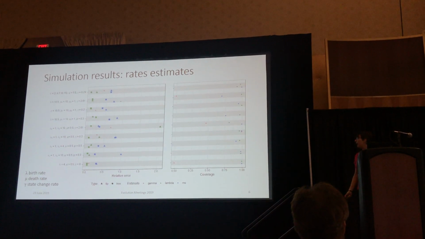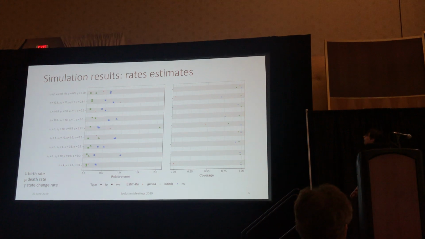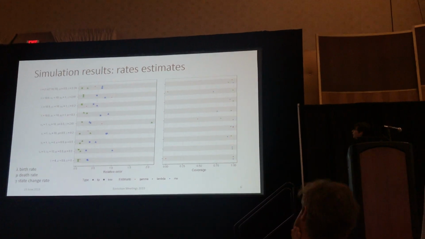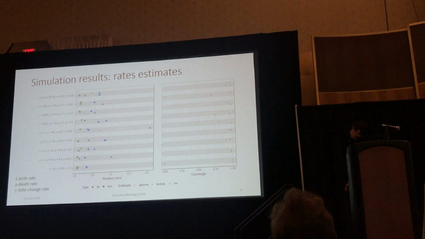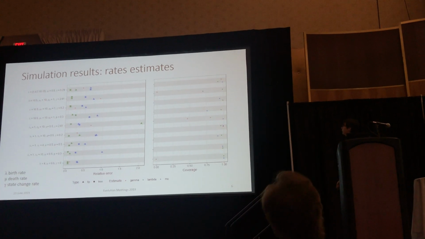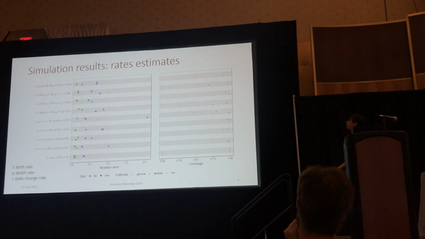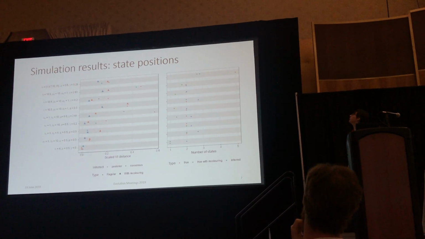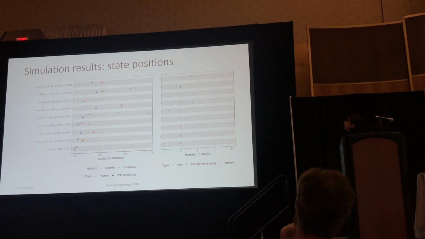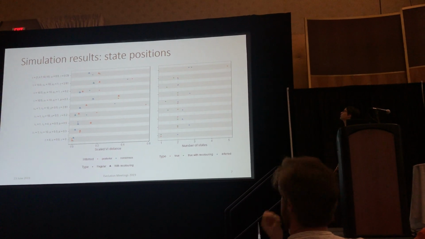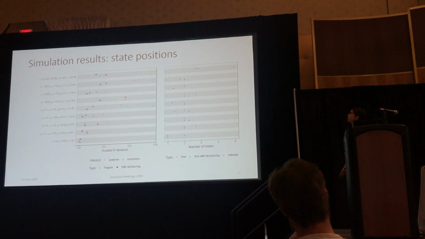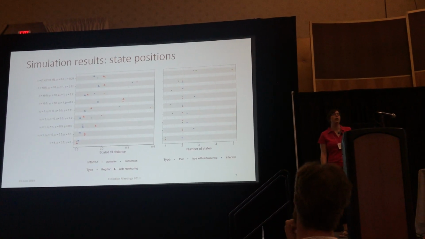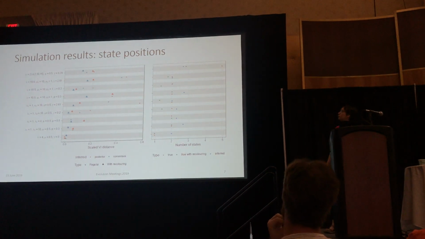But overall, we have pretty accurate parameter estimates, especially so the birth and death rates are reliable on all of the data sets, so we can accurately estimate those. And so we've looked also at how the state positions are inferred. So do we have a good estimate of which steps are in which state compared to what the truth is.